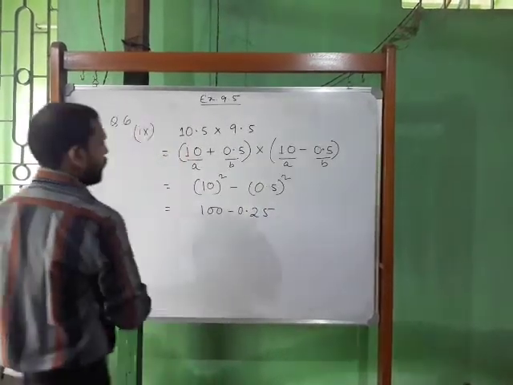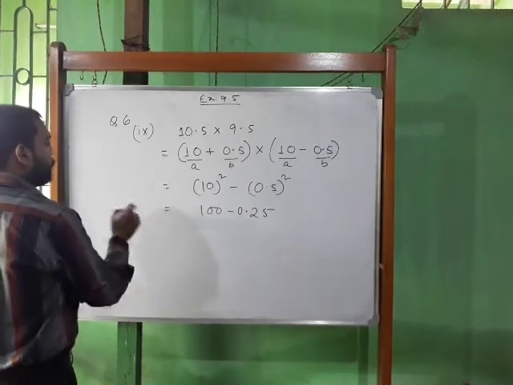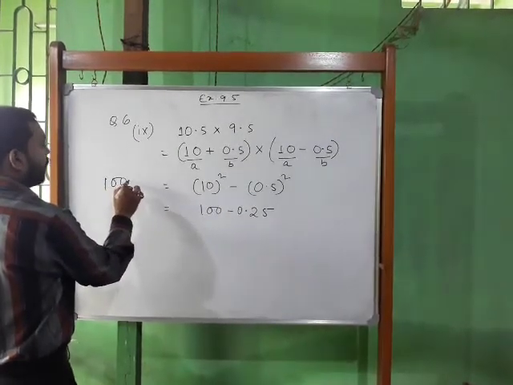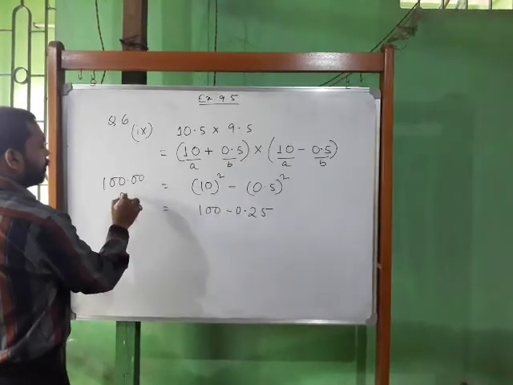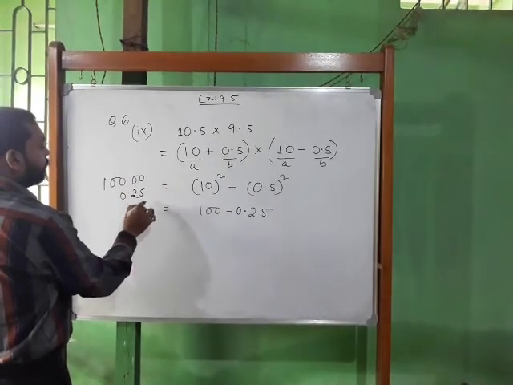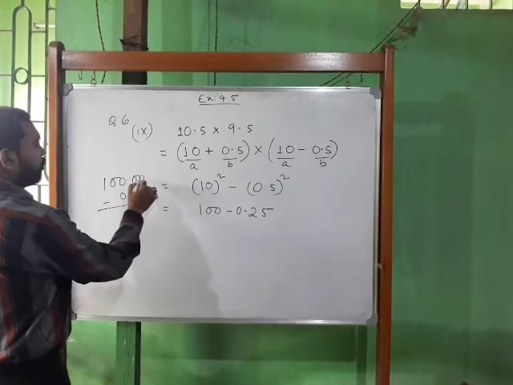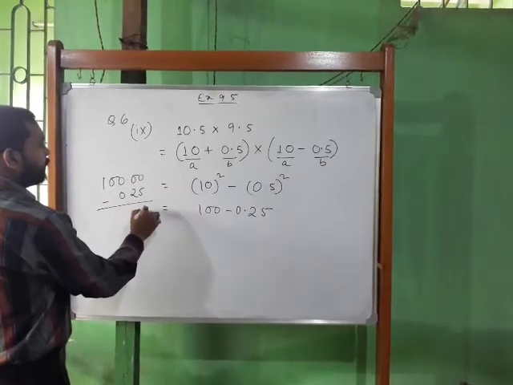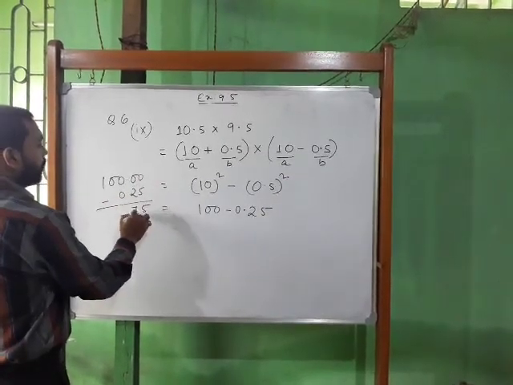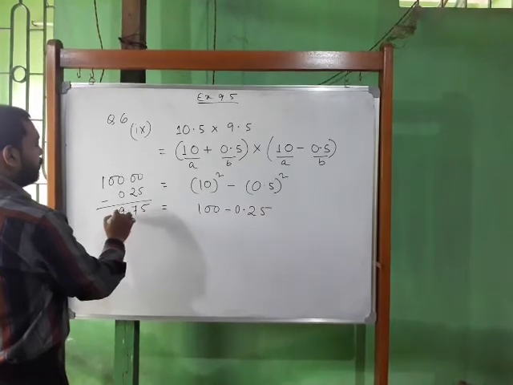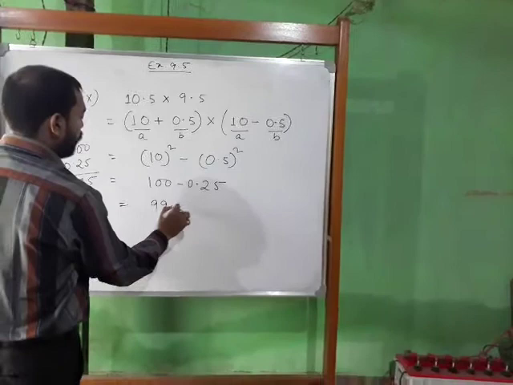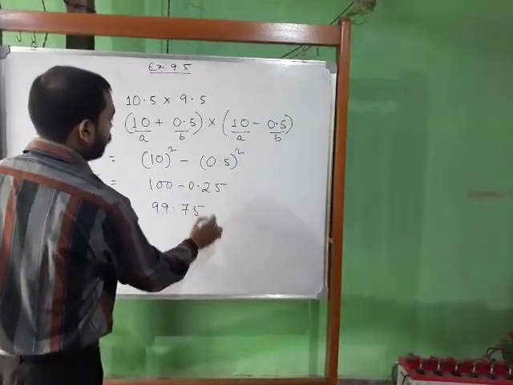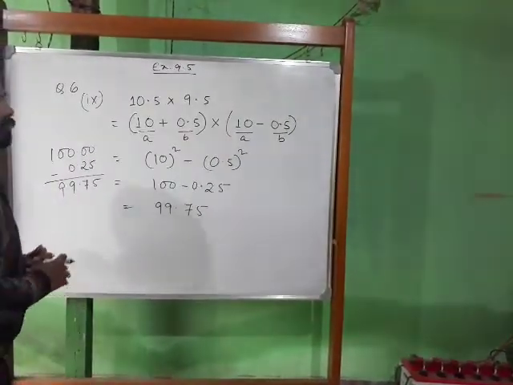Now you just subtract 0.25 from 100. So 100 can be written as 100.00. Now 0.25, just subtract. It will become 10 minus 5 is 5, 9 minus 2 is 7, so this will become 9, 9. So the answer is 99.75.